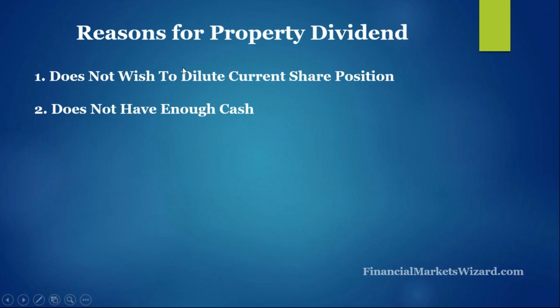The reason for property dividend is they do not wish to dilute their current share position. They don't have cash and they don't want to issue a stock dividend, because when they issue a stock dividend, they dilute the whole capitalization. So they don't want to take that route. They take the route of sharing the inventory, and they want to get rid of whatever assets they have anyway. So they just say, okay, we make you happy and we share.